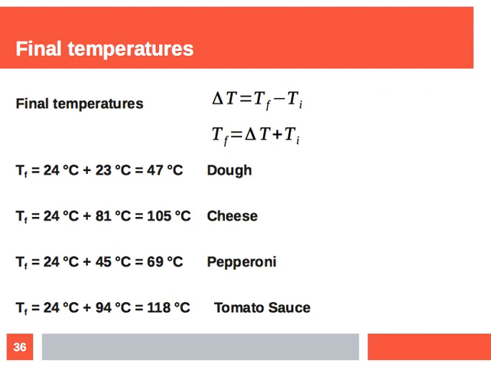So as you can see here, the dough has 47 degrees Celsius, and the tomato sauce is the highest, and the cheese is going to be almost as high. How do we get these results? Well, it's based on this equation.